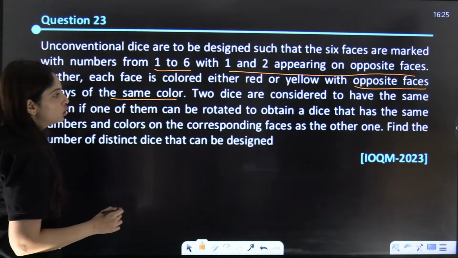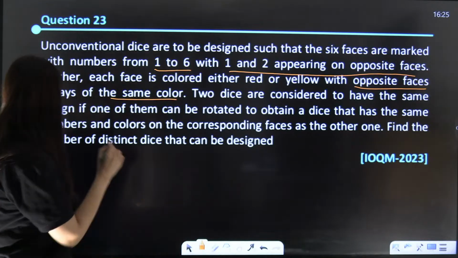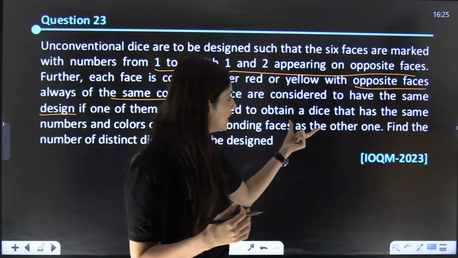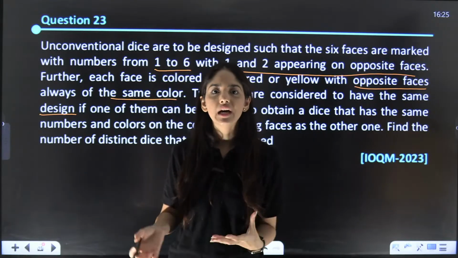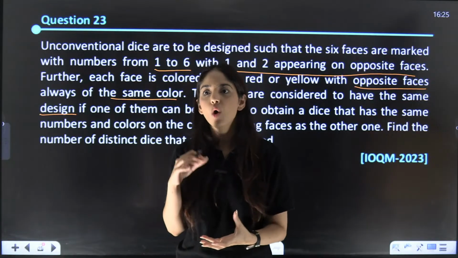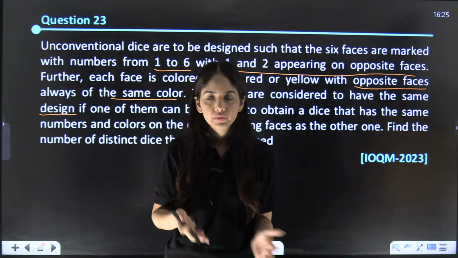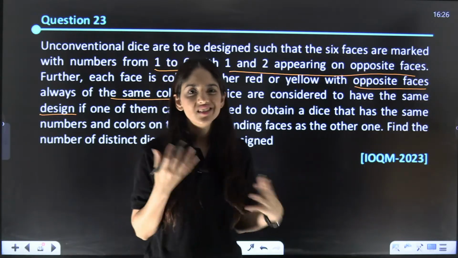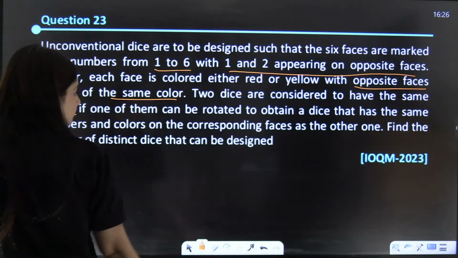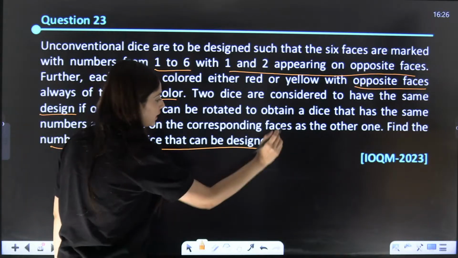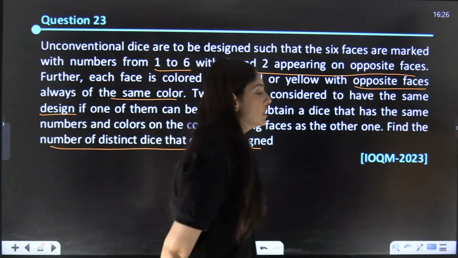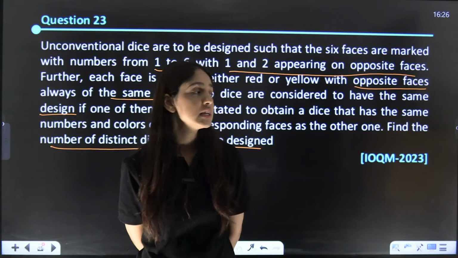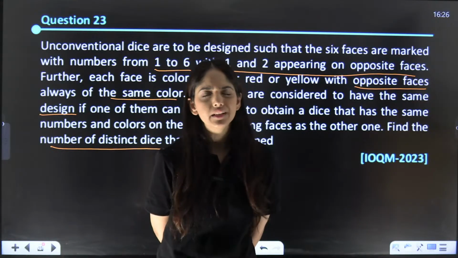Now, 2 dice are considered to have the same design if one of them can be rotated to obtain the other, right? If you can rotate a die and get the same configuration, that means they are identical. There is no difference. There is no top face and bottom face. So if you get the same configuration after rotating a die, then that is the same die essentially. Find the number of distinct dice that can be designed. So the only condition that we have is 1 and 2 need to be on opposite sides, and opposite faces have to have the same color, either red or yellow.